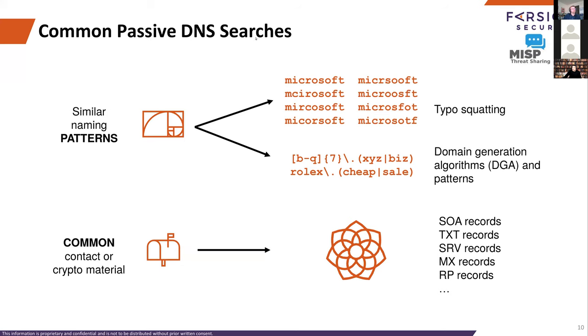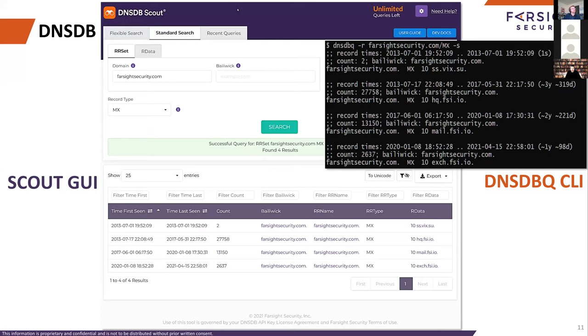All right, why don't you go to the next slide? This is a kind of a brain teaser of what you would see when you use the tools from Farsight to identify something of your interest. In this particular case, in a graphic interface, this is DNSDB Scout, our web interface to DNSDB. On the right side, you would see a command line interface. In this particular case, it is DNSDBQ.